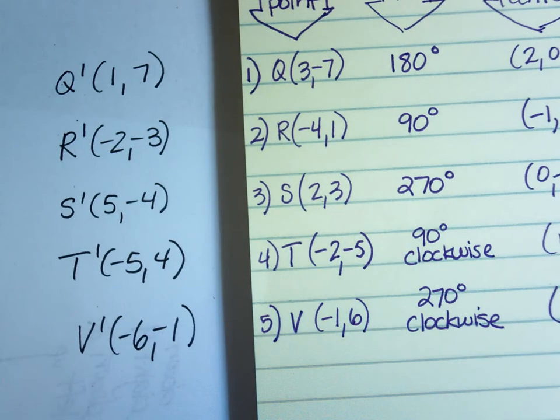here are the answers that I'm going to say at this point you should have gotten. For Q, Q prime is at 1, 7. R prime is at -2, -3. S prime is at 5, -4. T prime is at -5, 4. And V prime is at -6, -1. Okay, so let me go ahead and start doing those.